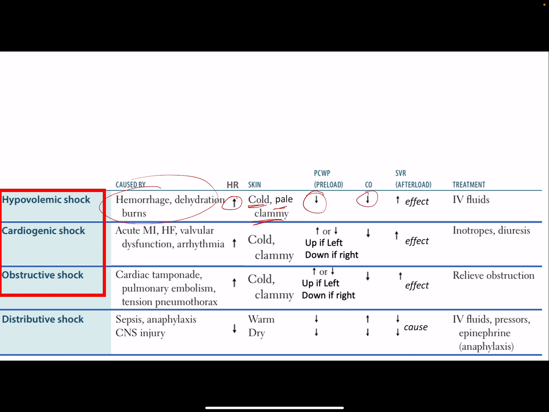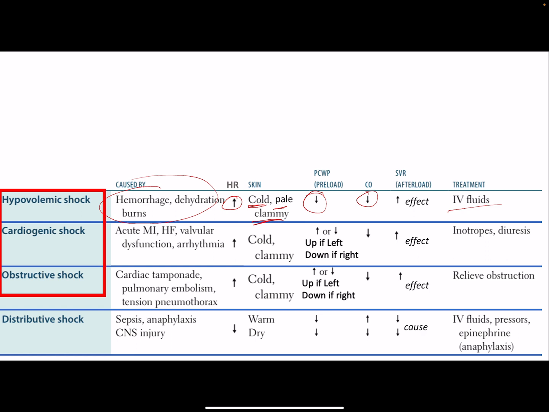And then the systemic vascular resistance, also called TPR, this is going to increase. Again, this is the sympathetic nervous system trying to increase the blood pressure. Treatment here is just IV fluids, right? Hypovolemic shock, not enough fluids, just give people fluids and that should hopefully balance it out.